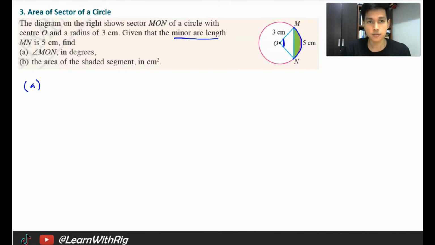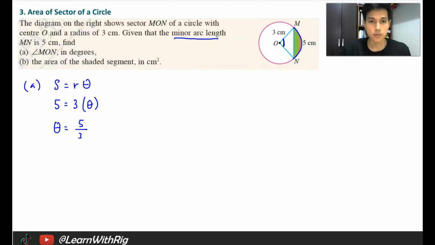They give you the arc length, so you just use the formula S equals R theta. S, the arc length, is 5, R is 3. So what is theta? Theta equals 5 over 3. You can leave it like this, or you can write it in decimal form.